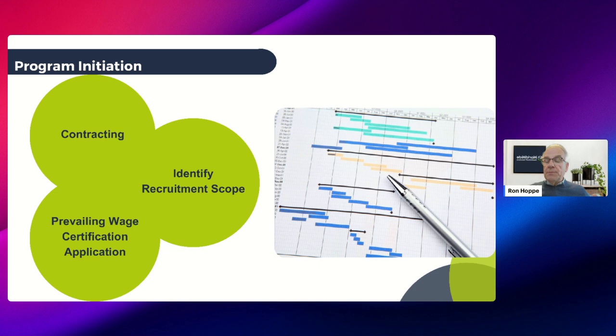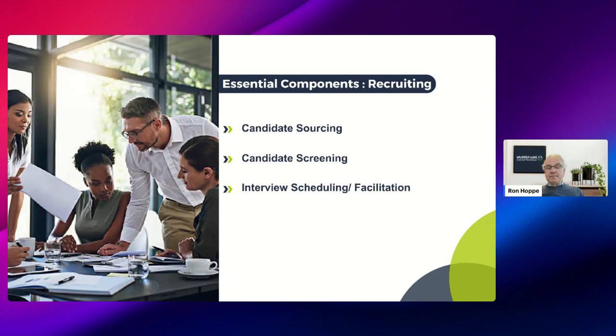So once the decision is made that international recruitment can be a valuable part of the strategy, then the next considerations are, okay, how do we initiate a program? I think it's well summarized by saying it's contracting, getting the prevailing wage certification application started ASAP, no need to wait, and then to also be thinking about what the recruitment scope is, even while the contracting process is underway. All right, next slide, please.